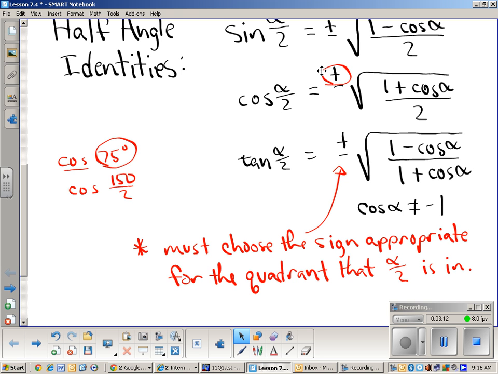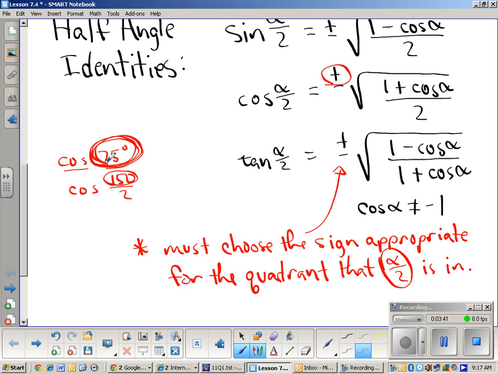Okay? So whatever this angle is here, not this one. It says the quadrant that alpha over 2 is in. So not alpha, but the value of alpha over 2. So in this case, that value was 75 degrees.